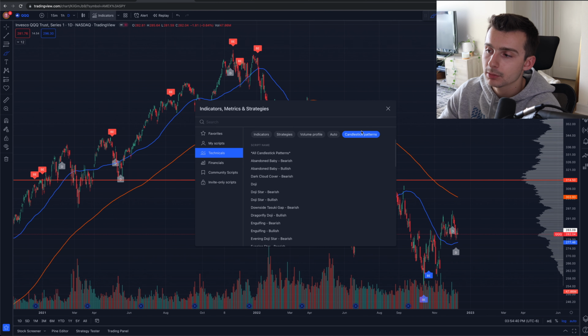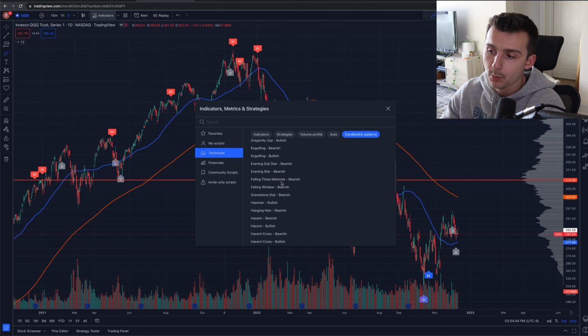So you don't have to utilize the all candlestick patterns. You can look for specific candlestick patterns. I want to point your attention here because it's actually pretty useful.